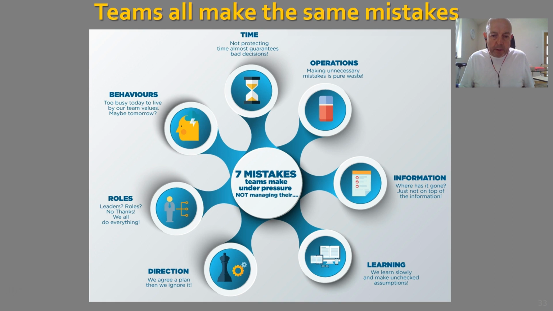Team direction. Many teams, the planning phase is really for the wall. The strategy phase is for the wall. They don't follow through on it. If you've got a strategy and plan, you should use it. If it's not right, you should change it. But don't just put it up on the wall. And you'd be amazed how many teams do that.